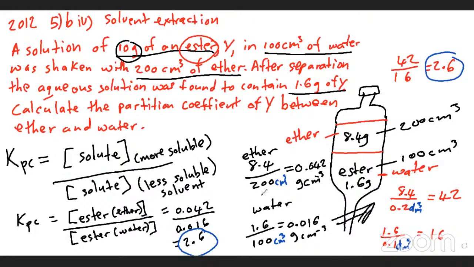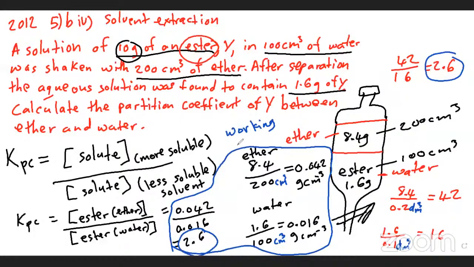Right. Okay. So this calculation here in blue, this is working in cm cube. Everything here is in cm cube. This is the final answer. All right. So you can take a picture of the board.